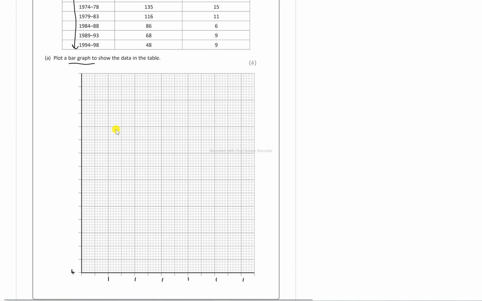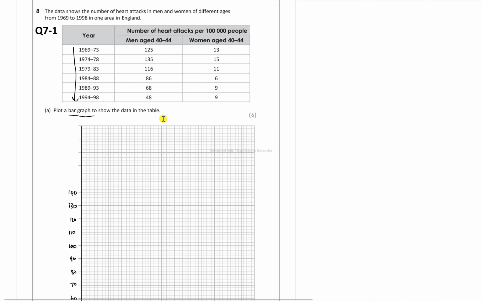Oh, what if we went 40, 50, 60, 70, 80, 90, 100, 110, 120. It goes to 135. So 130 and 140, that's more than enough. Right, we need to write that label.